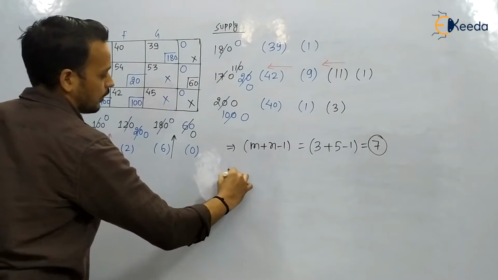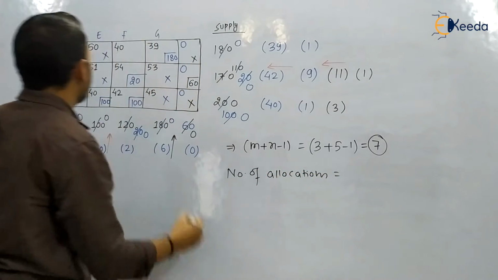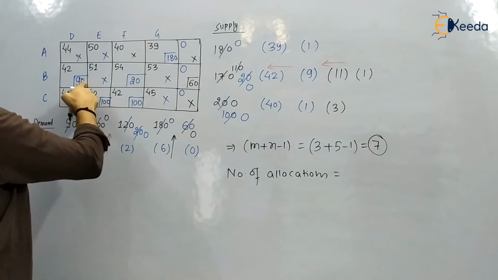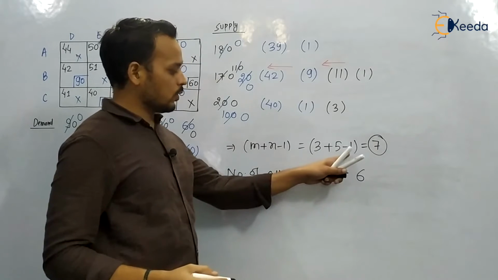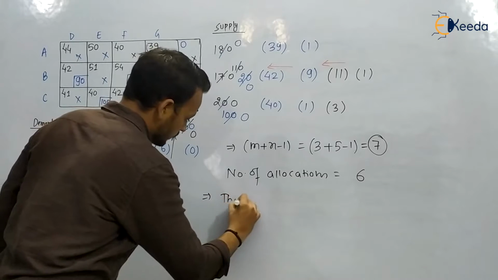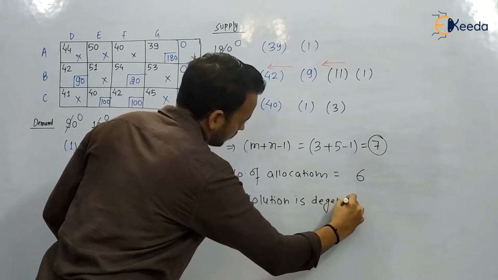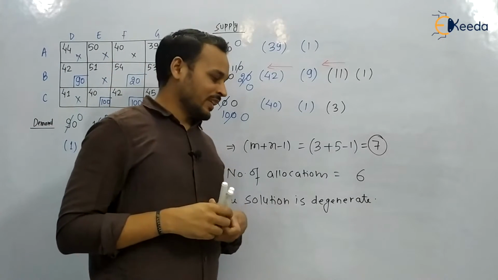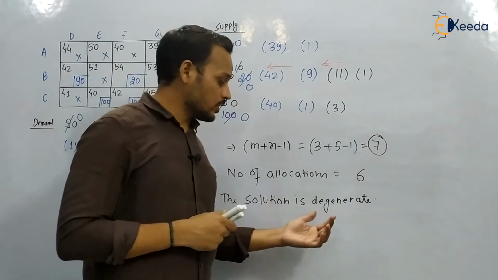And the number of allocations is equal to how many? 1, 2, 3, 4, 5 and 6. You can see the number of allocations is not equal to m plus n minus 1. So we can write that the solution is degenerate. It means we cannot directly apply the optimality test since the solution is degenerate.